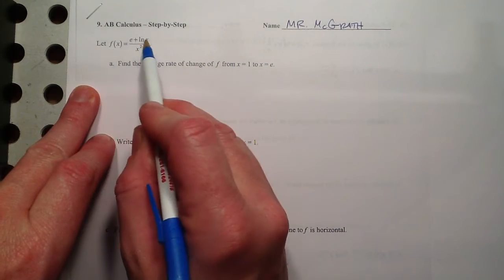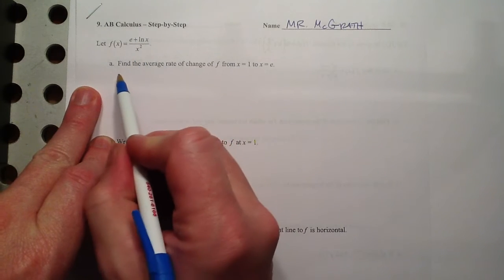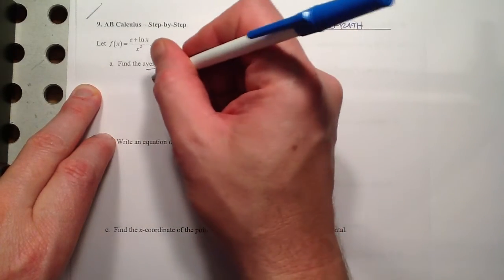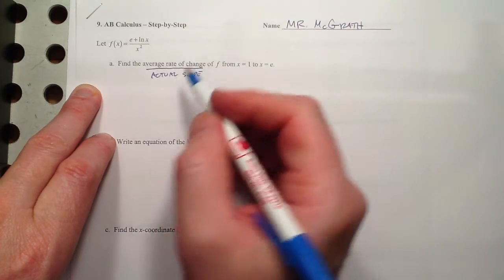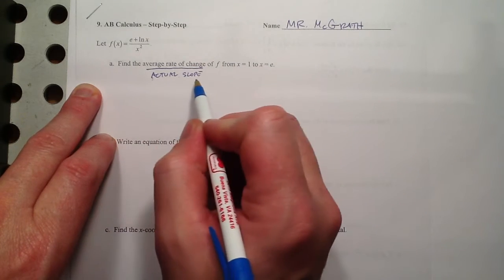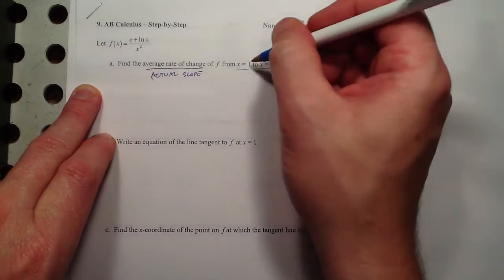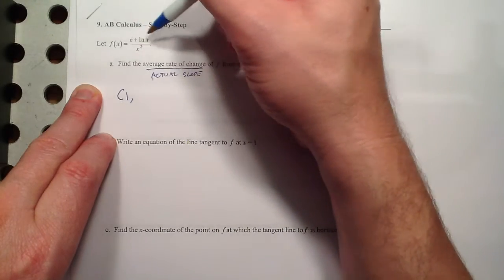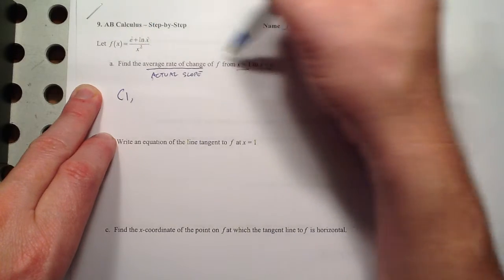Okay, so let's get started. Here's a function. f of x is equal to e, remember that's just a number, plus natural log x over x squared. Part A says find the average rate of change. Average rate of change is a slope. What I mean is we're actually going to use two points, from here to here. So all we need to do is plug in 1 into this function. e plus the natural log of 1, which is 0, so on the top would be e plus 0 over 1 squared. That's e over 1 squared, or just e.